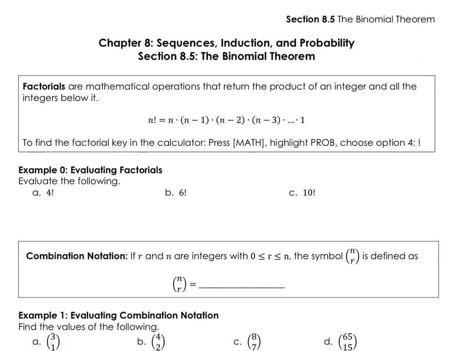So before we get into the actual binomial theorem, there's a couple things we need to go over that allow us to use the binomial theorem. The first thing is called a factorial. So this is a mathematical operation that you may not realize exists.